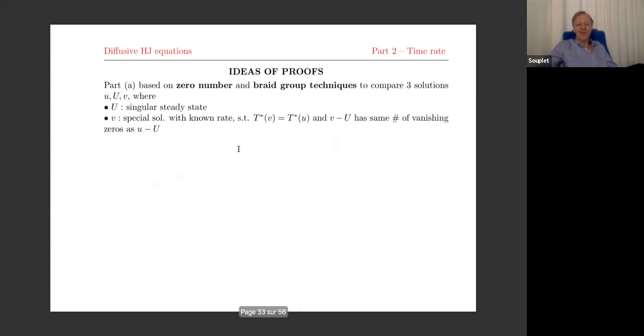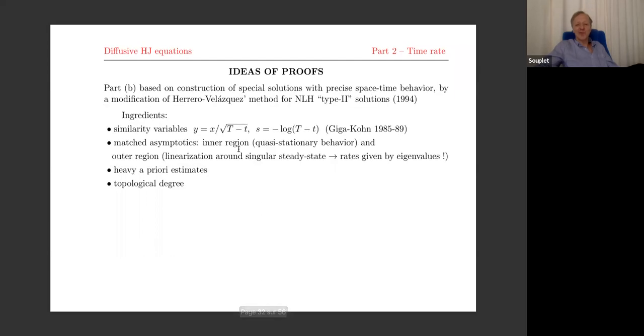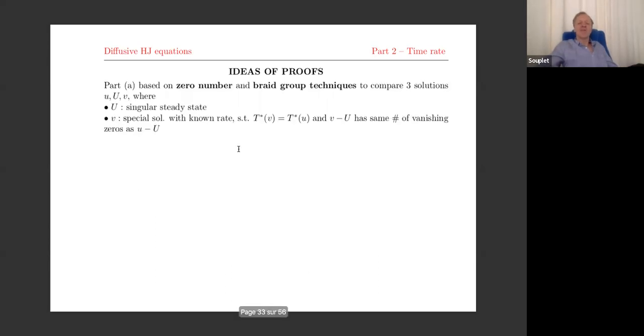Okay, once you have proved part B, for each L you have a special solution with the sharp rate. Now the idea is to use braid group theory and the zero number. Actually, braid group theory is a kind of sophisticated version of zero number theory. In zero number, you compare two solutions. Here with braid group, you can compare three solutions. So it's much more powerful.